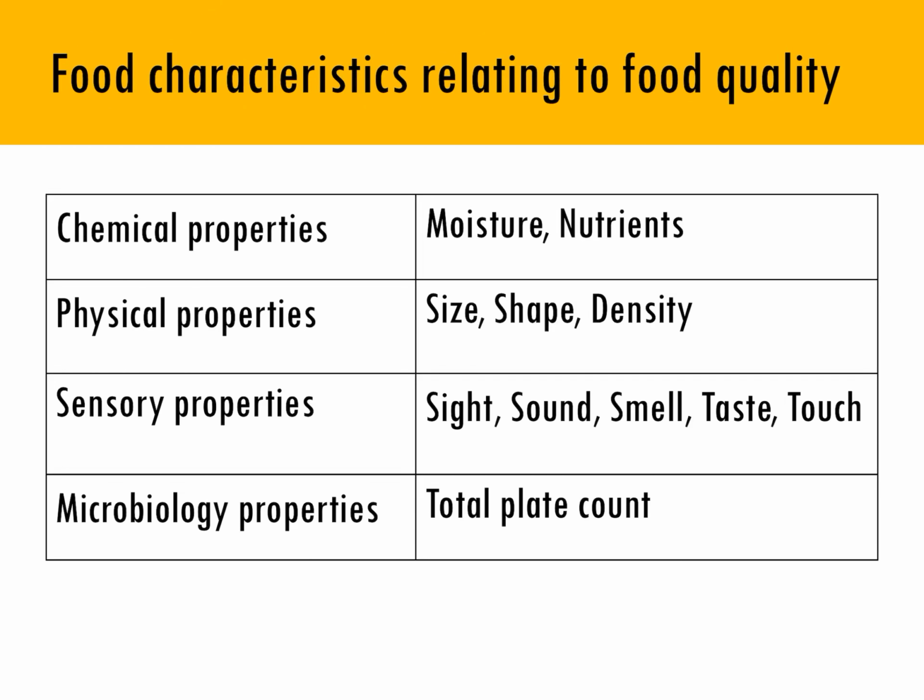Chemical properties, such as the nutrients or the moisture content in the food composition. Physical properties, such as size, shape, and density. Sensory properties are something that we can detect with our human senses, like sight, sound, smell, taste, touch. The last one is microbiological properties, which are related to microorganisms. So let's see the evaluation in the next slide.